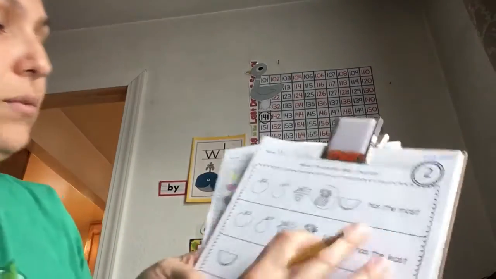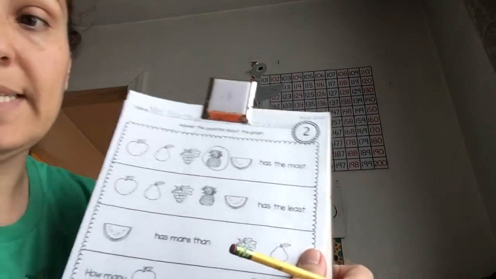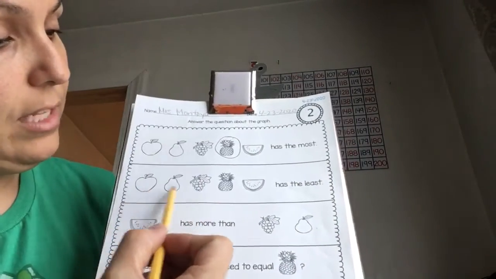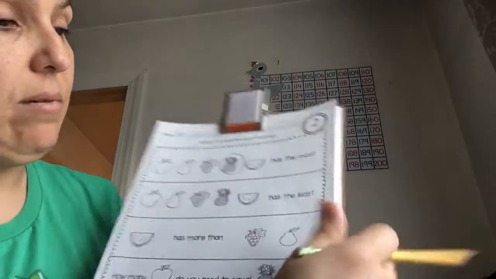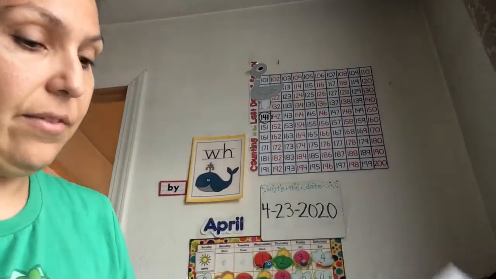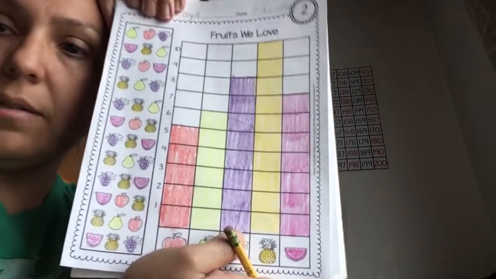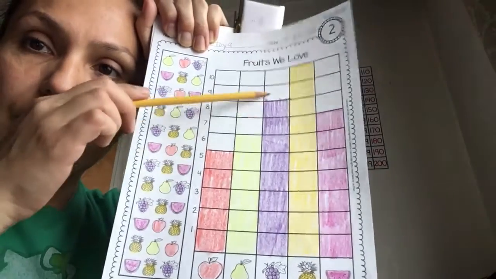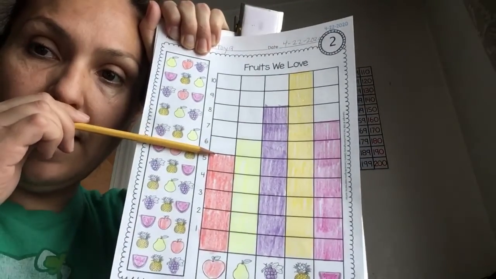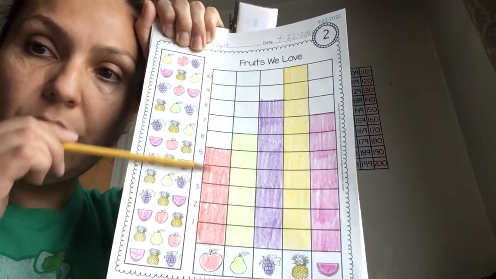Okay, then the next one says, oh, now we're talking about the least. Which one of these fruits has the fewest, the least amount? So let's look at our graph. This one has the least. It has the fewest. The apple does. So I'm going to circle the apple.